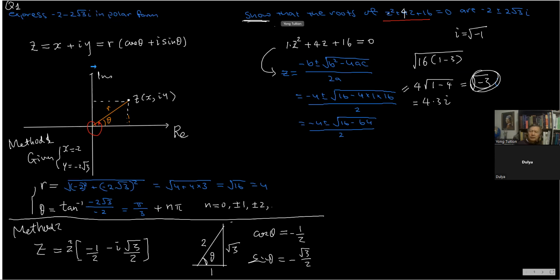Could that be 12? It'll be, sorry, root 3. Root 3, sorry. Yeah, root 3.